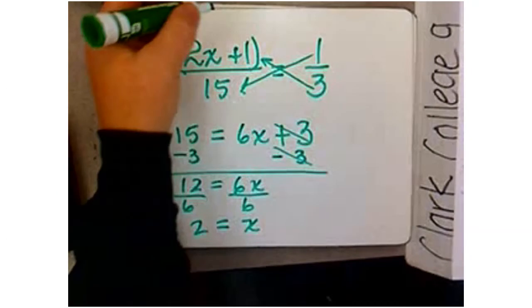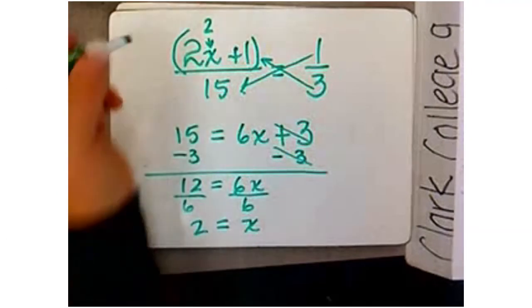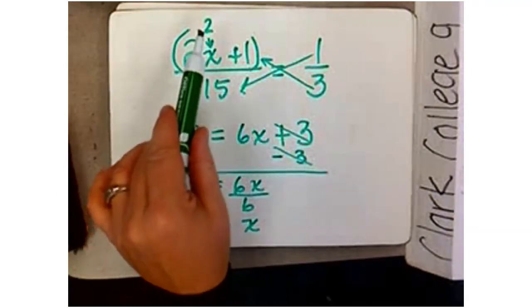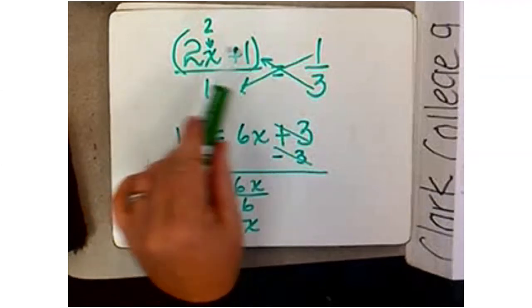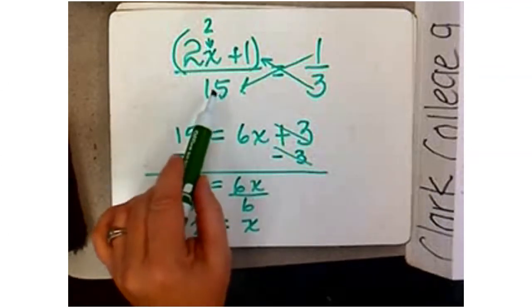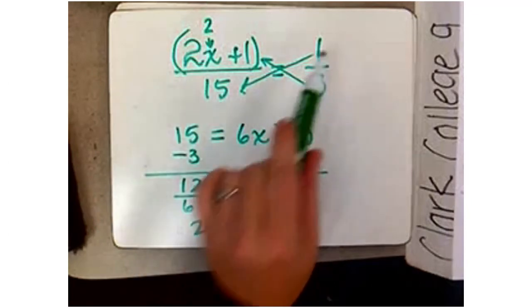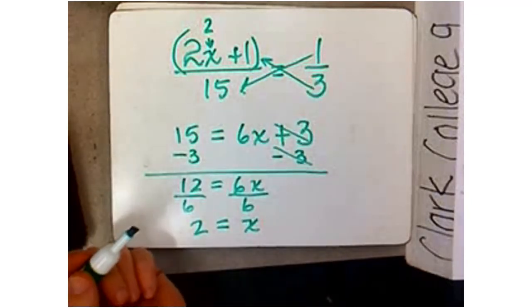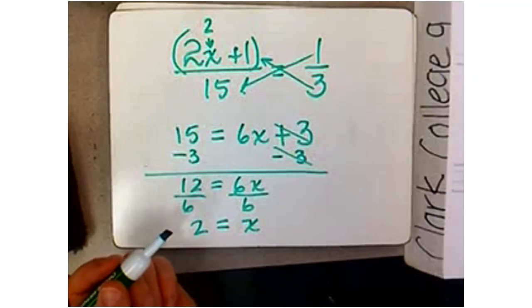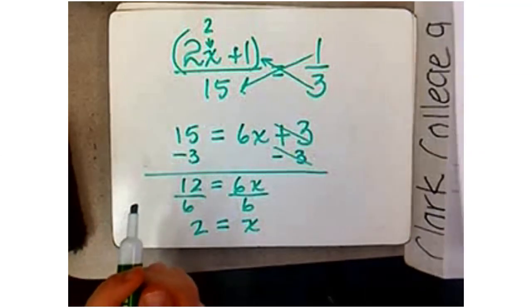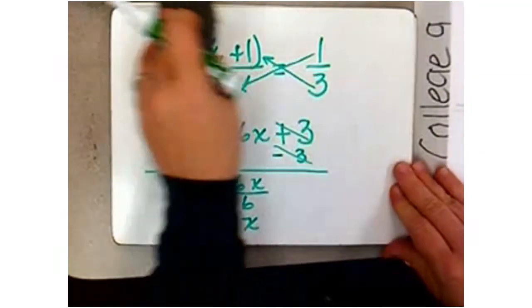If you plug that 2 back in for that x, you would have 2 times 2 is 4, plus 1 is 5. 5 over 15, does that equal 1/3? Well, 5 times 3 is 15, and 1 times 15 is 15. So yes, it checks out. All right? So that shows you how to do it with some algebra.